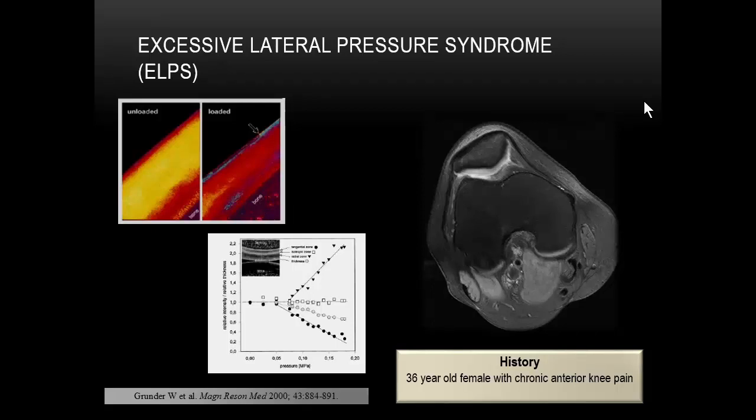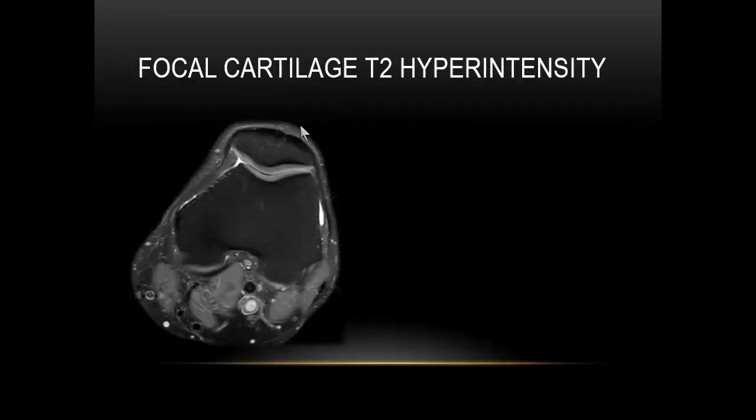Similarly, with chronic overloading, such as excessive lateral pressure syndrome, we can see alterations in that collagen structure. Typically, we see increased signal intensity. This was a study that Wolfgang Gründer did back about 15 years ago, where they looked at the comparison of the signal intensity on MRI with the polarization with light microscopy, and found that when you compress cartilage, you tend to buckle the radial zone, so you lose that anisotropic orientation of collagen that leads to an increase in signal intensity due to the loss of that quadrupolar relaxation. And we can see that typically in patients with excessive lateral pressure syndrome.